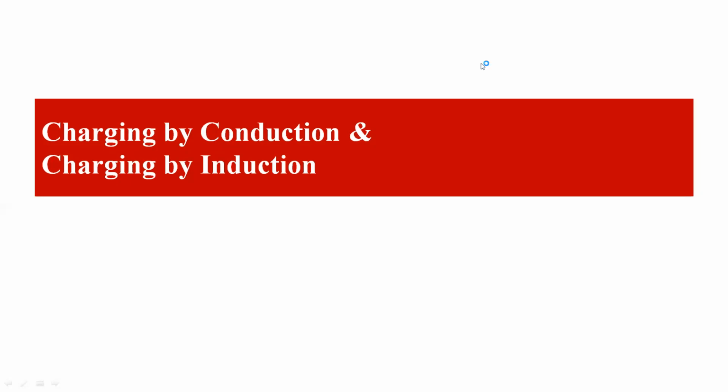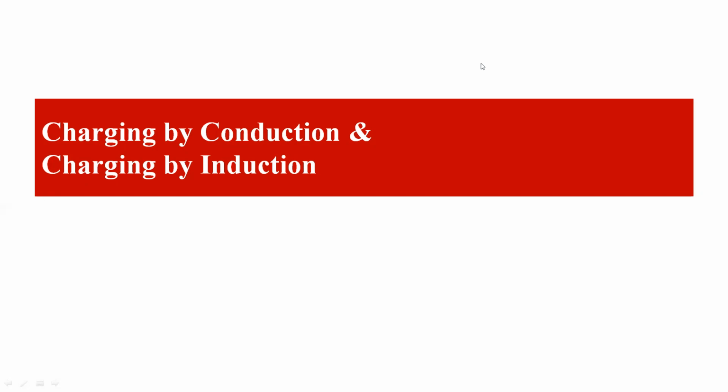Now, initially the body will be neutral. Am I right? So there is no kind of charge in the body. But in order to produce that charge, the process is basically called electrification. Now we have three basic processes or three different methods of electrification. The first one is nothing but charging by friction.